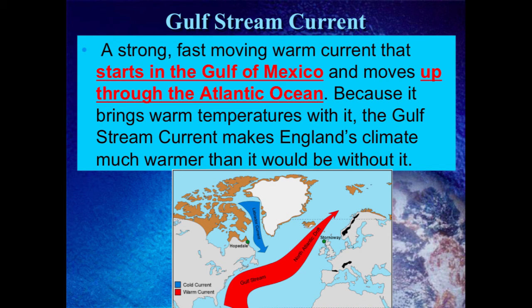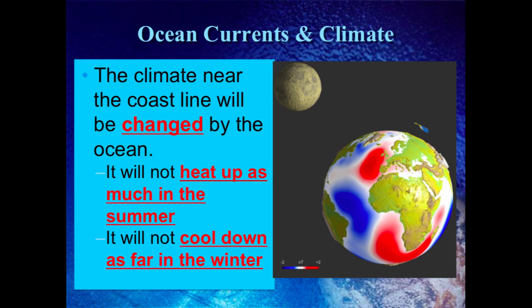So a strong, very fast-moving, warm current that starts in the Gulf of Mexico moves up through the Atlantic Ocean. Because it brings warm temperatures with it, the Gulf Stream makes England's climate much warmer than it would be without it. So if England did not have that ocean current coming up, it would be even colder than it is.